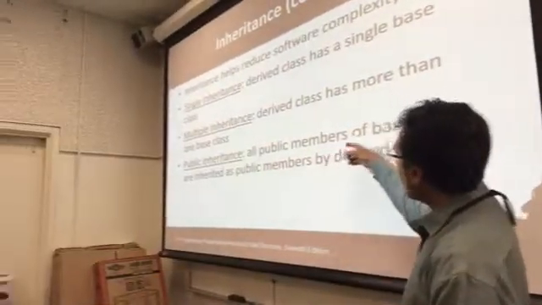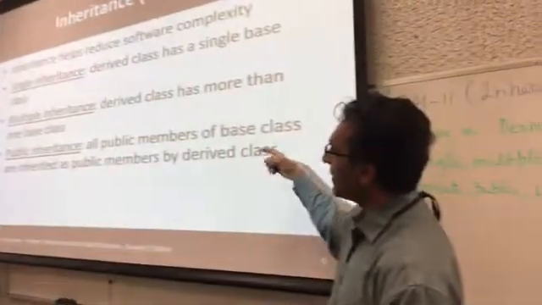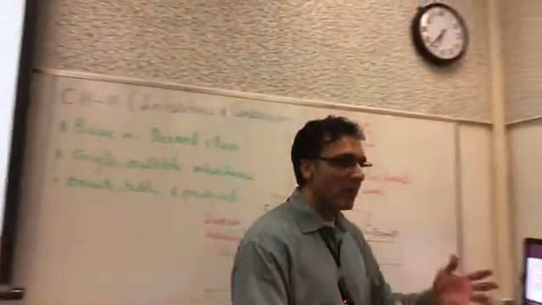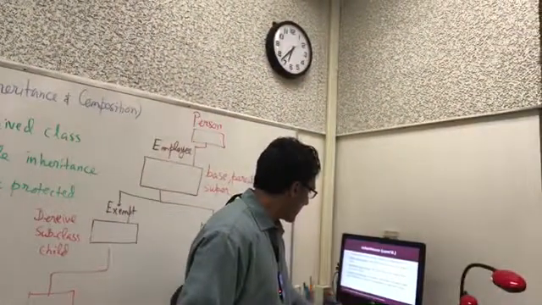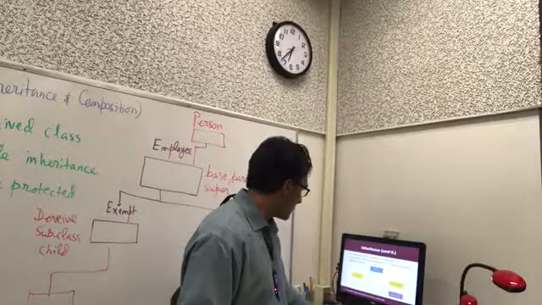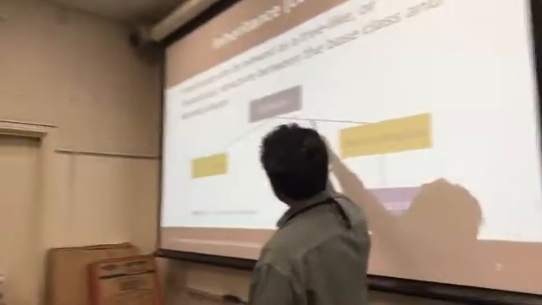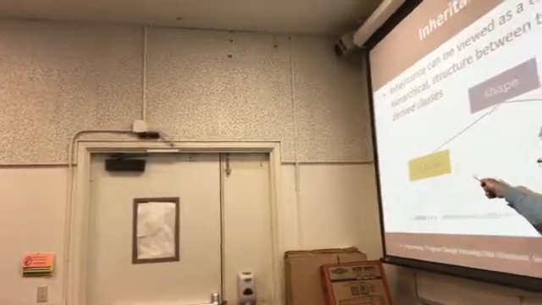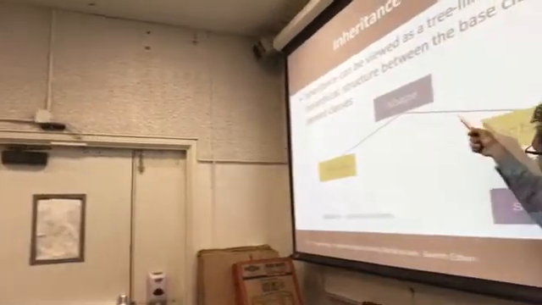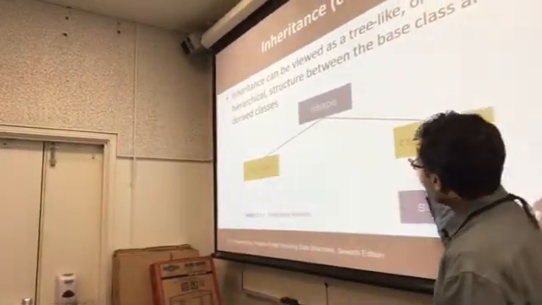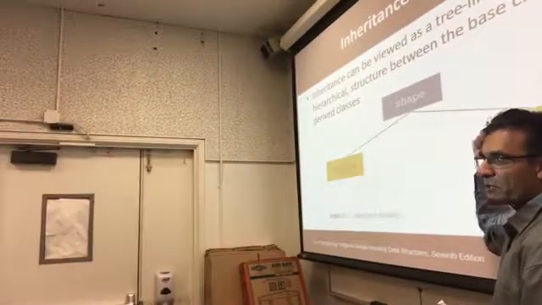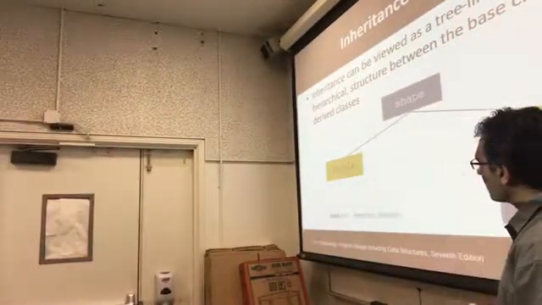So then you have all public members of the base class inherited as public members of the derived class. So all the public methods are available to the derived class. And here in your book it shows this example. Shape is a parent class, circle is a child class or a derived class, and rectangle is also, because there are some attributes which can have some relationship between these kinds of shapes.